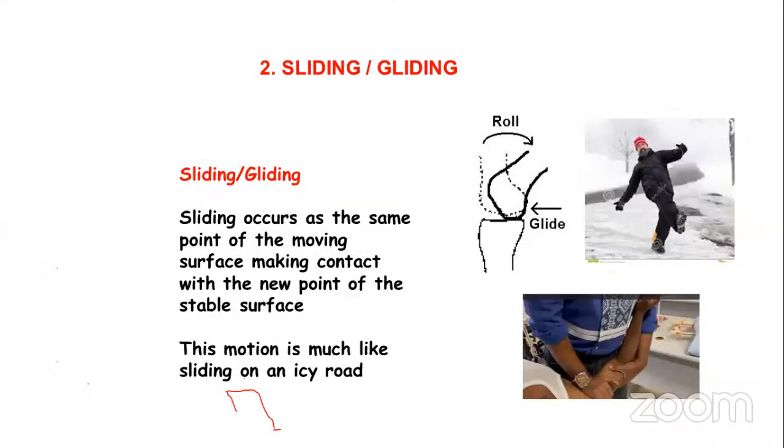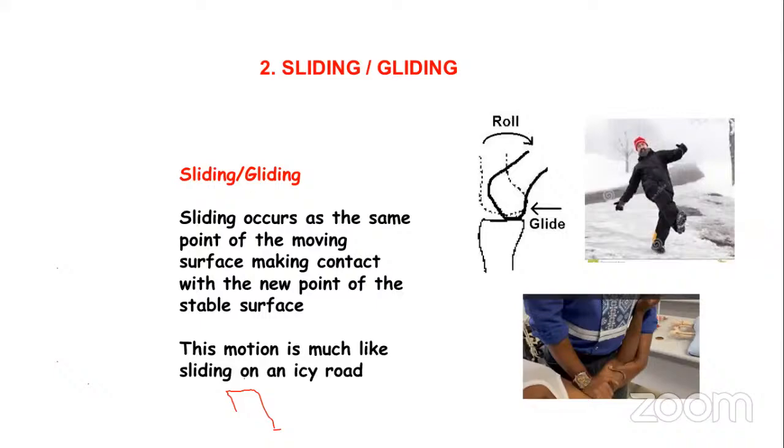The immobile or stable surface, and the foot of the guy is the mobile surface. So how can we describe gliding? The same part of the mobile surface is making contact with a new point on the stable surface. That's what is happening. The same point on the mobile surface is making contact with a new point on the stable surface. That's when we have gliding or sliding.